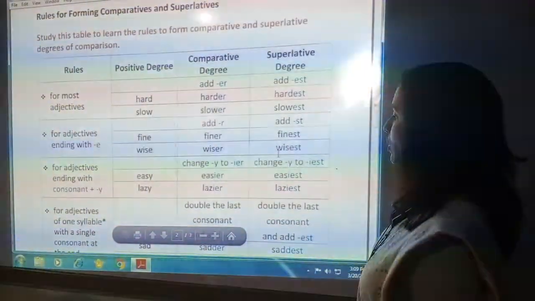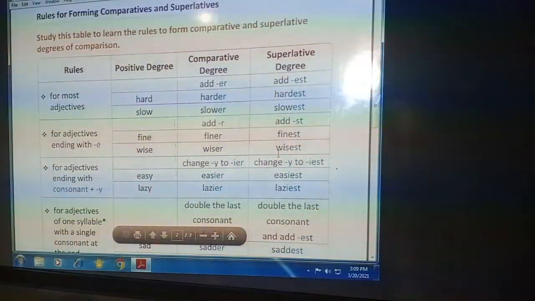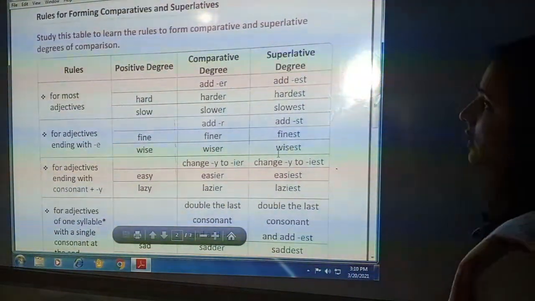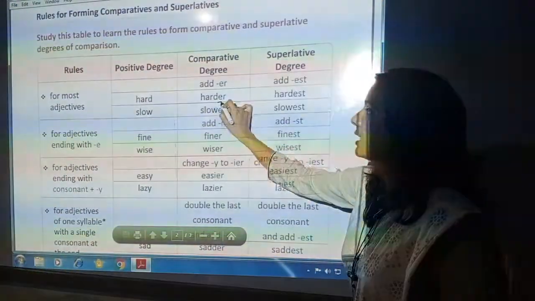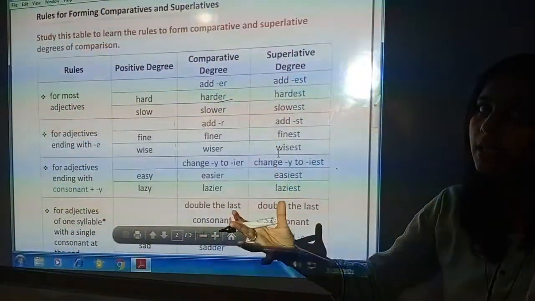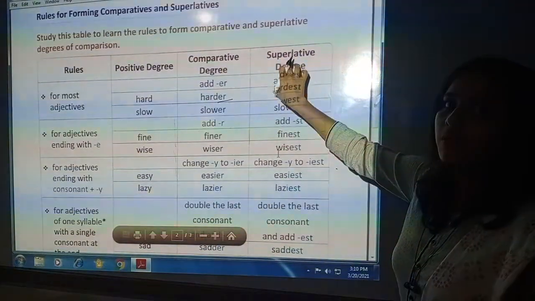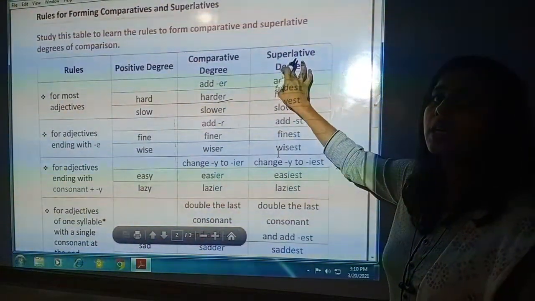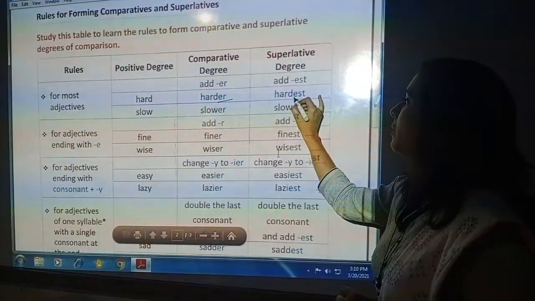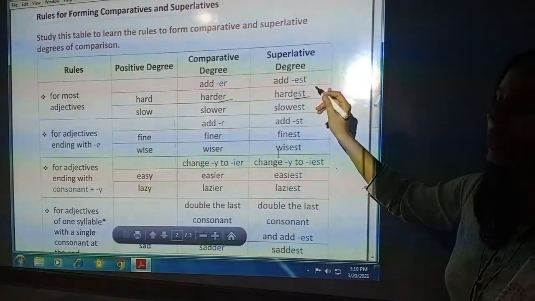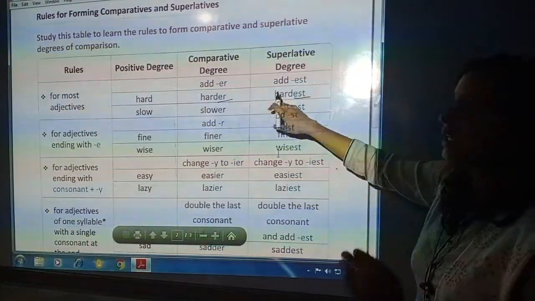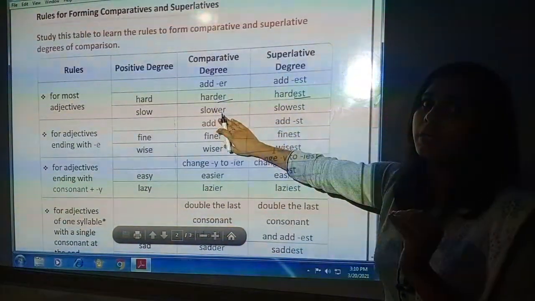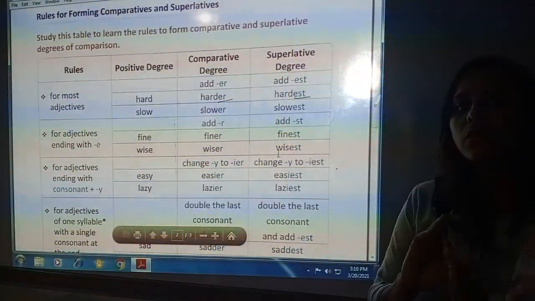Okay, so let's see the first one, hard. In hard, for comparative degree, you have to add ER. It will become harder. Next, when you have to convert it into superlative degree, you will add EST. It will become hardest. So when you see hardest, that is superlative degree. When you see harder, that is comparative degree. The comparison is made between two nouns.